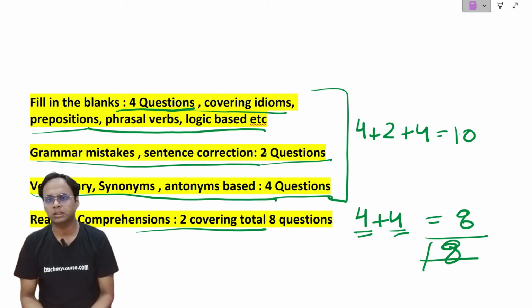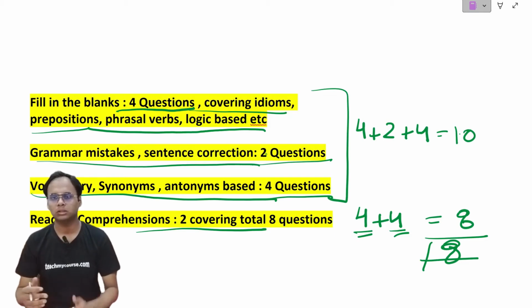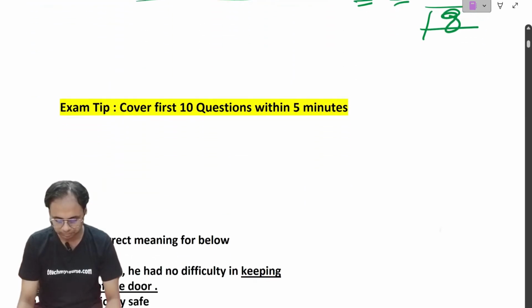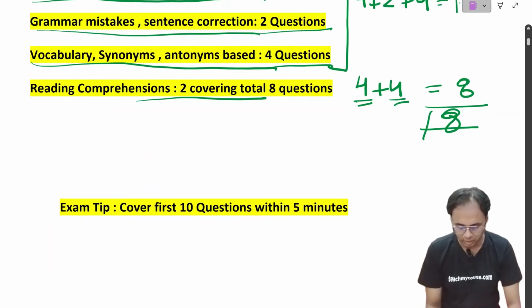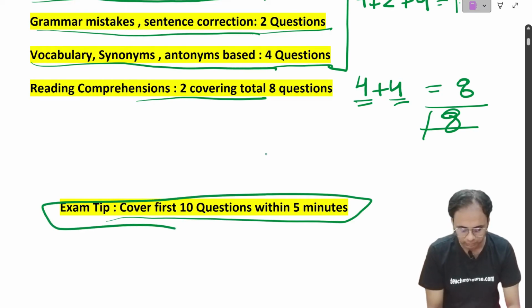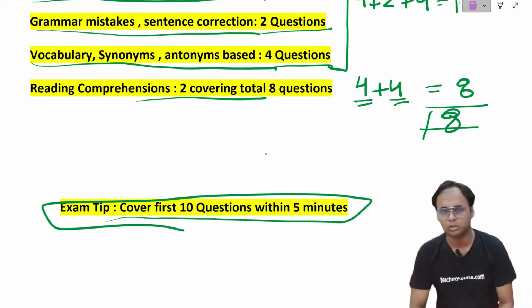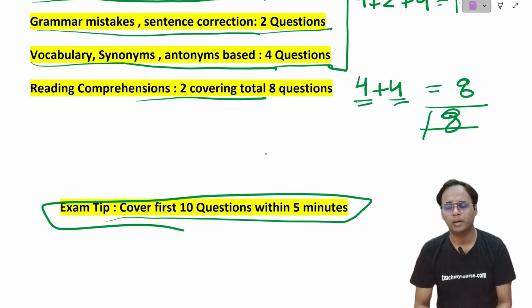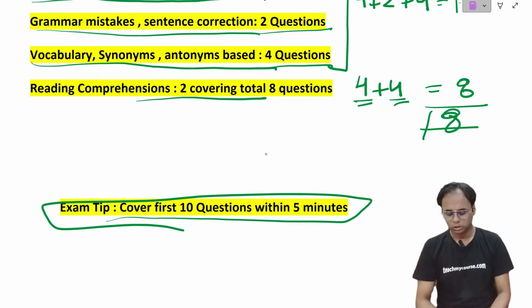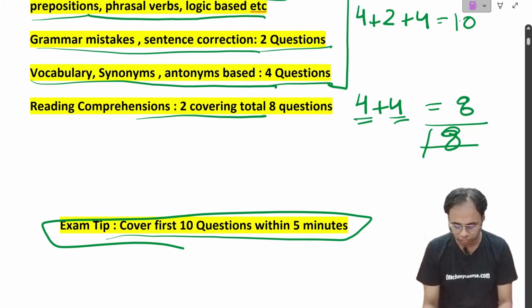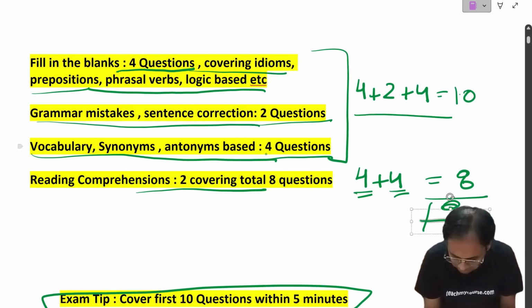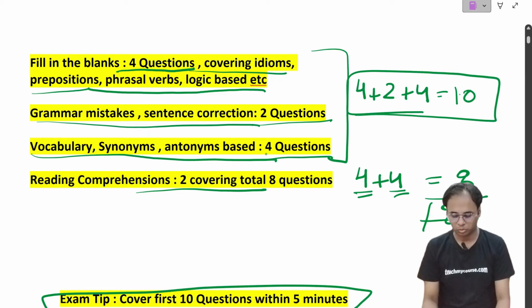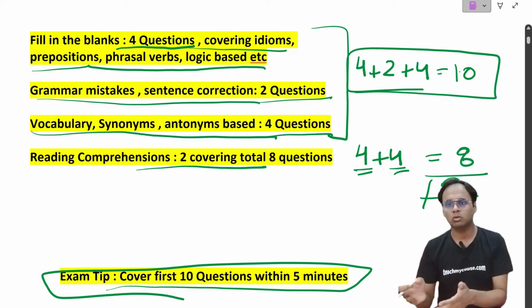Now from the strategic point of view, let's talk about how to approach such an exam. This is the exam tip for you: cover the first 10 questions within 5 minutes, because you have very short time. You have just 18 minutes to solve 18 questions. Reading comprehensions are quite lengthy, and it is not practically possible to read one within 1 or 2 minutes and then answer all the questions that follow. So a better strategy is to cover the first 10 questions within 5 minutes.